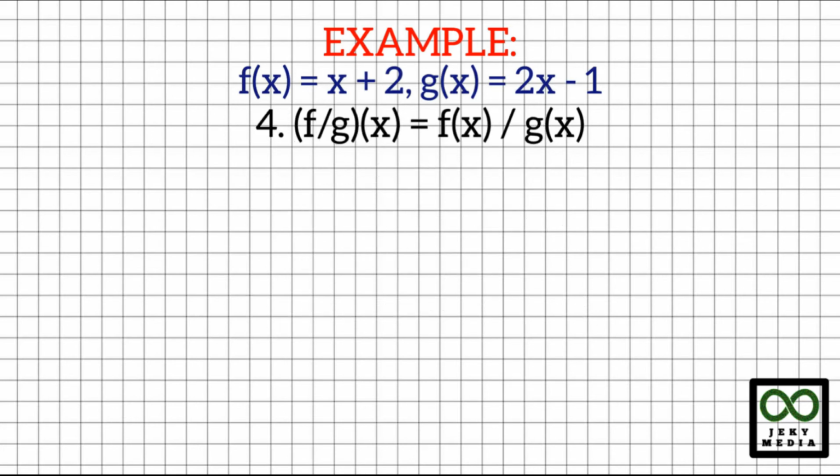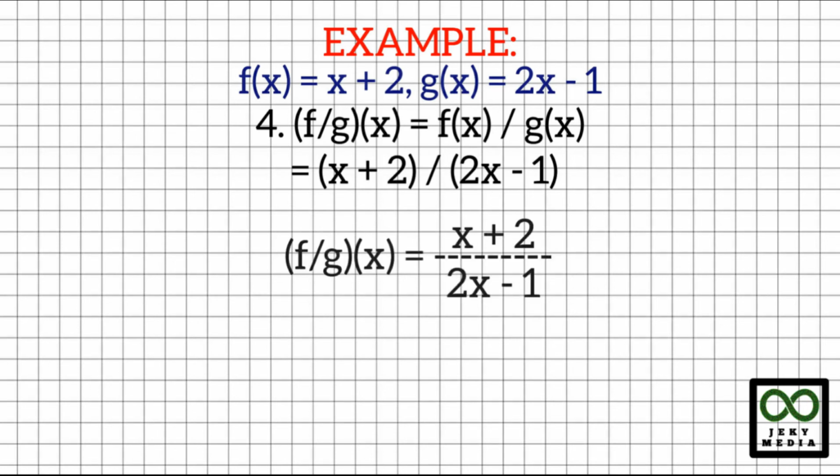To get the quotient of the functions f and g, let's follow the form f over g of x is equal to f of x divided by g of x. Let's replace them with the given functions. f of x is x plus 2 divided by g of x is 2x minus 1. The result is the quotient of the functions, x plus 2 over 2x minus 1.